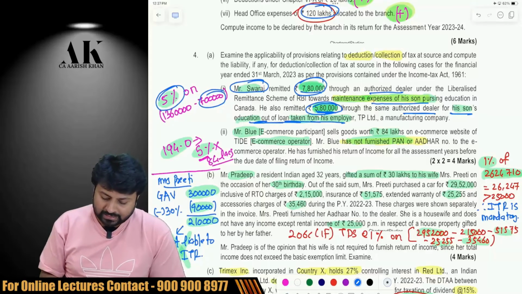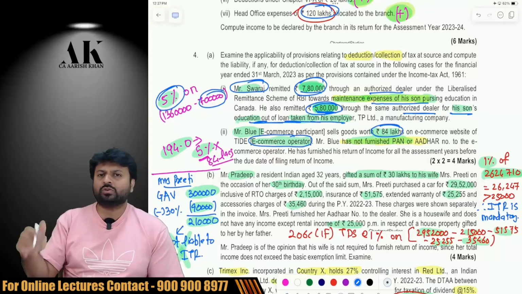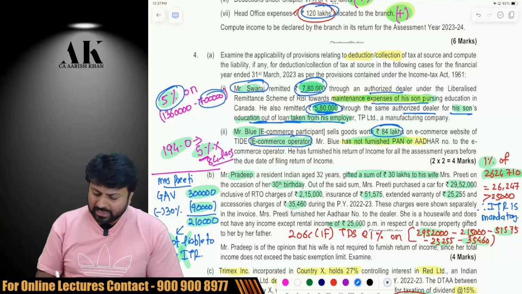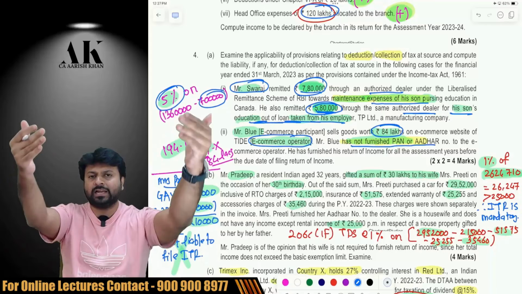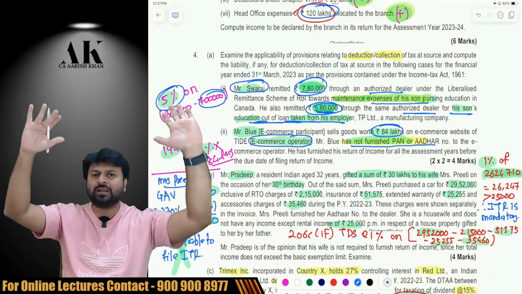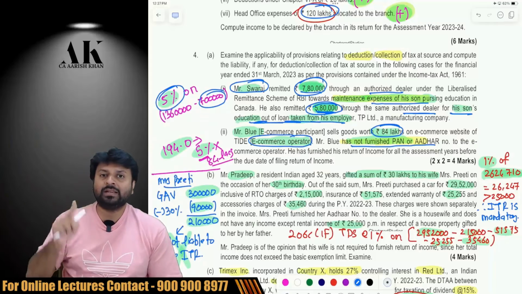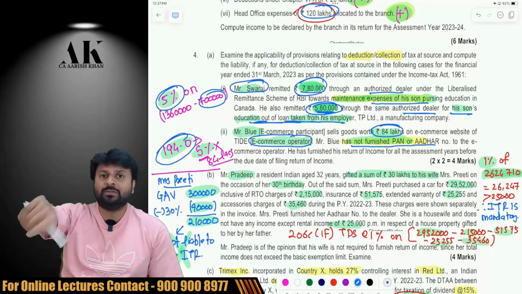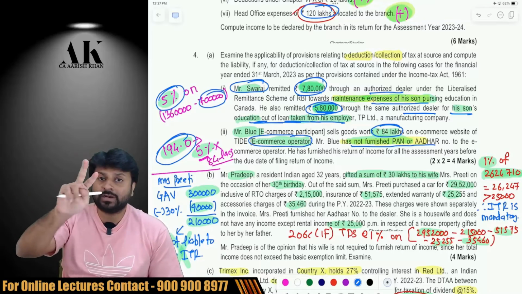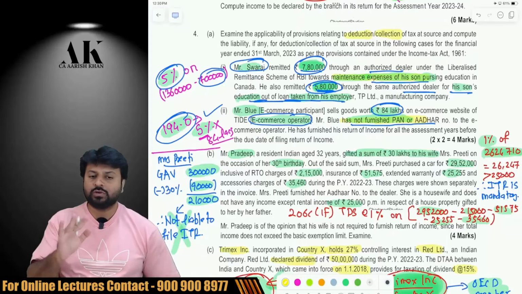Next question. There is an e-commerce operator who is selling some goods through its seller on its website. Now, unfortunately, the seller is not giving any PAN or Aadhaar. Generally, if the other person, that is the payee, does not give a PAN or Aadhaar, then you are supposed to deduct TDS at the rate of 20%. But in this case, remember, in 194O and in 194Q, if the payee does not give a PAN, then you will not deduct at 20%, but you will deduct only at 5%. Check it, please.